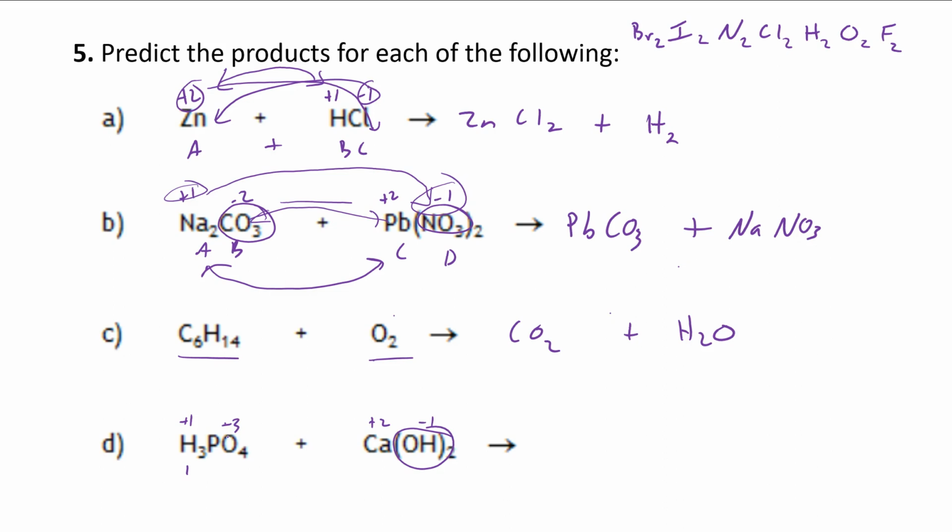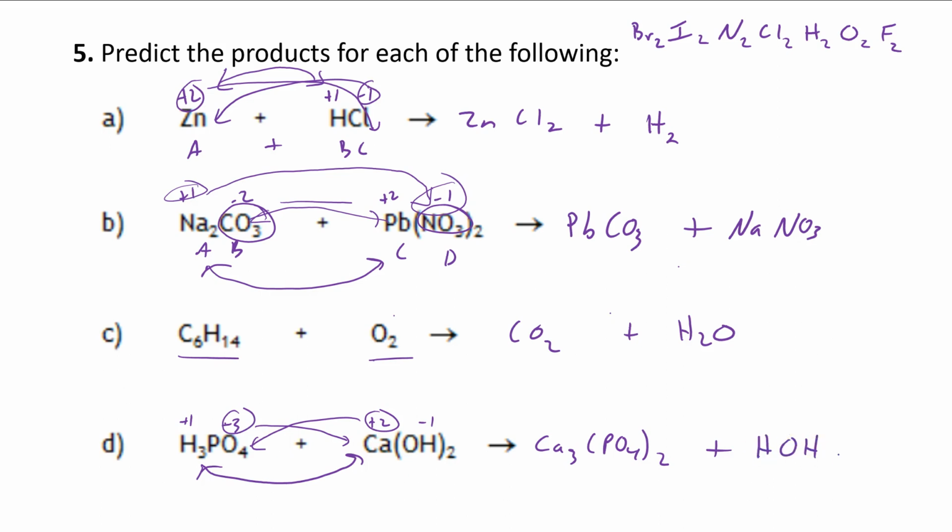Okay, so it looks like another double replacement reaction, which means I'm going to be swapping partners here. Hydrogen is going to combine with hydroxide. Calcium is going to switch with the hydrogen here, so I'm going to go calcium 2 and a 3 here, so I'm going to go 3 to the calcium, 2 to the phosphate, Ca3(PO4)2, and a +1 with a -1, so I'm just going to go HOH, which you guys might recognize as water. All right.